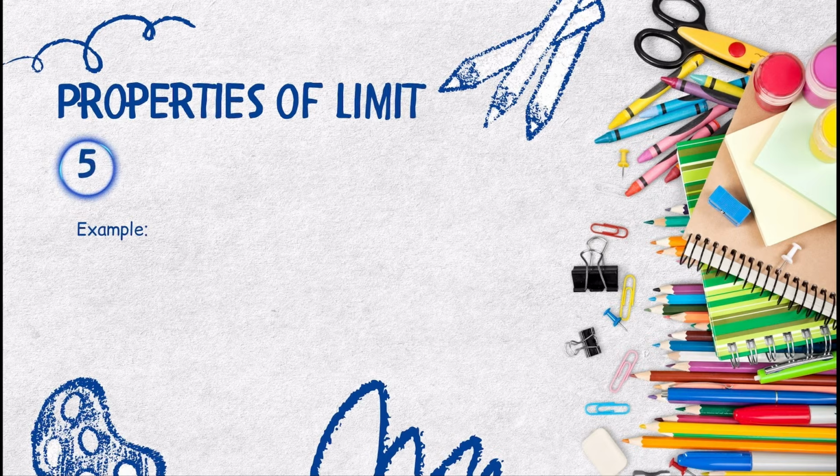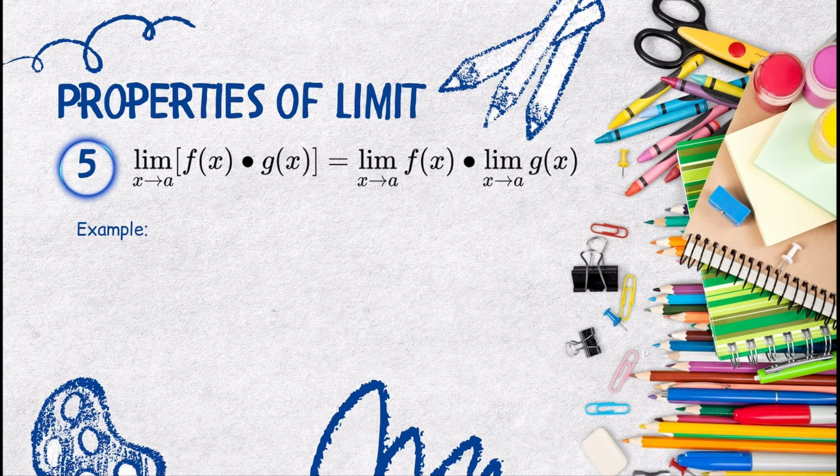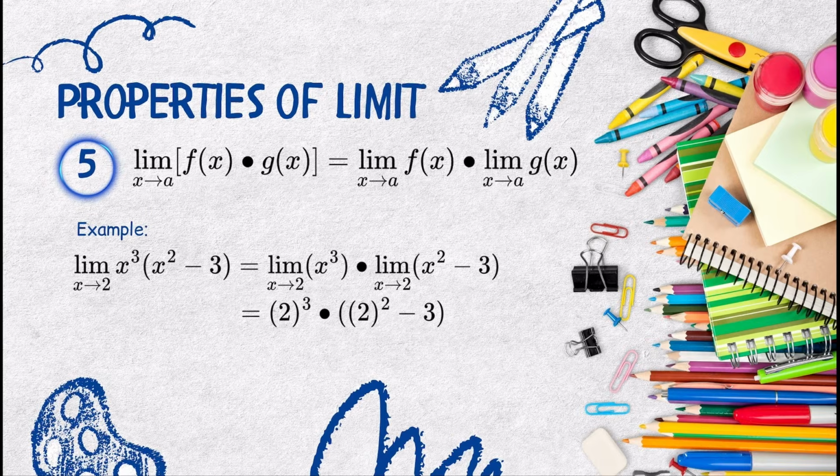The limit of a product of two functions is the product of their individual limits. Find each limit first, then multiply them. For example, the limit of x cubed multiplied by x squared minus 3, as x approaches 2, can be found separately. Replace x with 2, and the answer is 8.